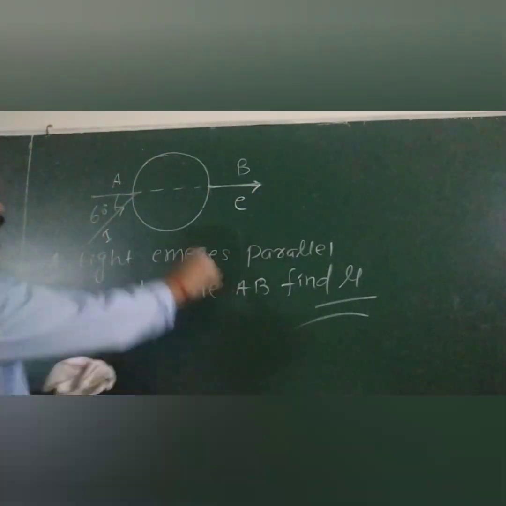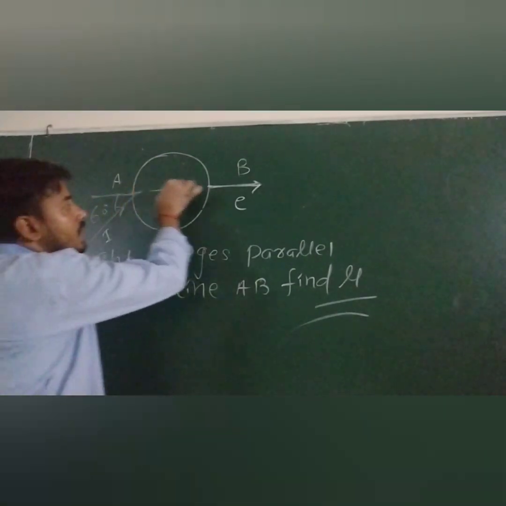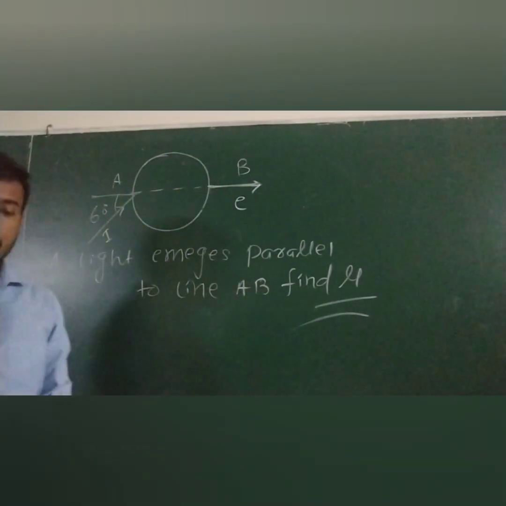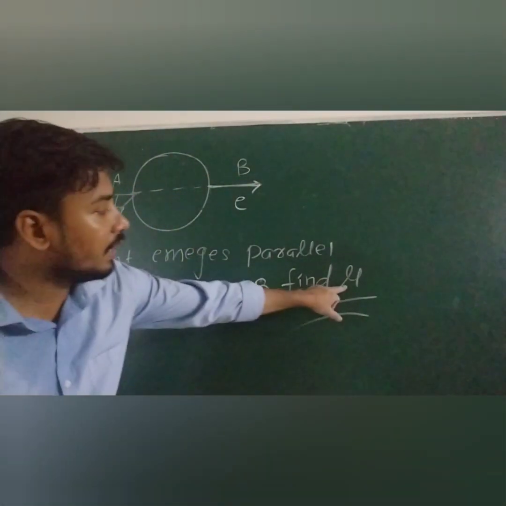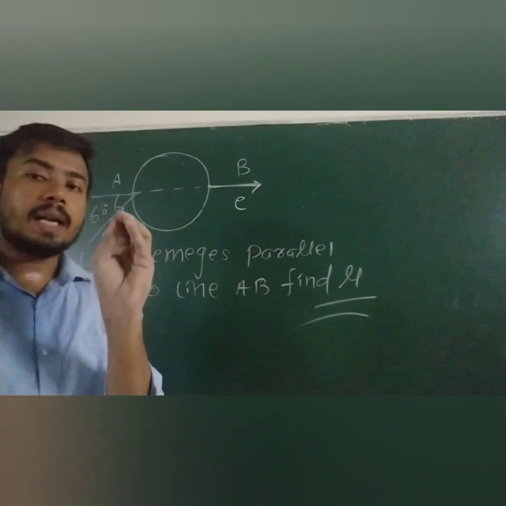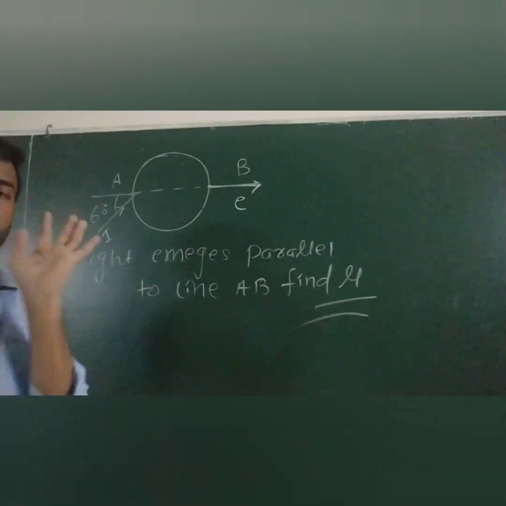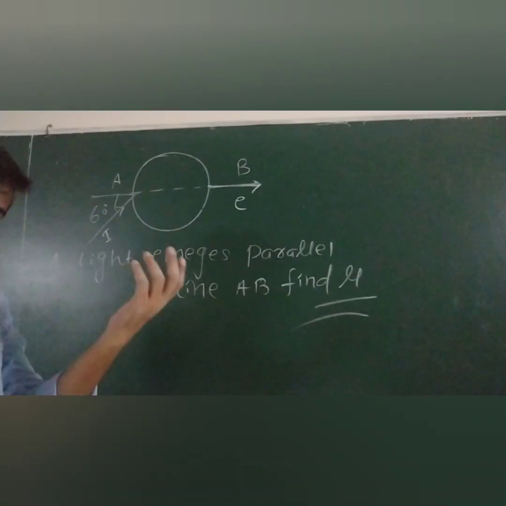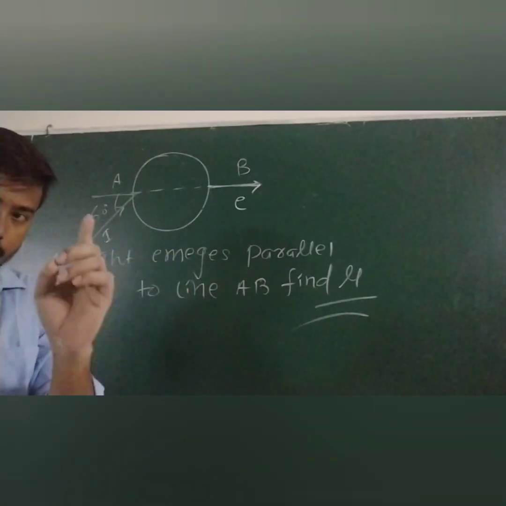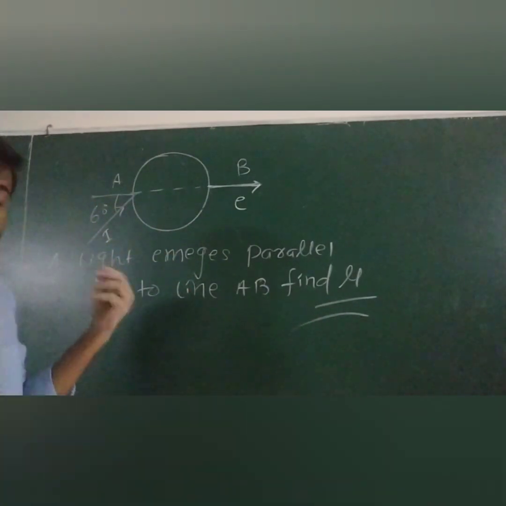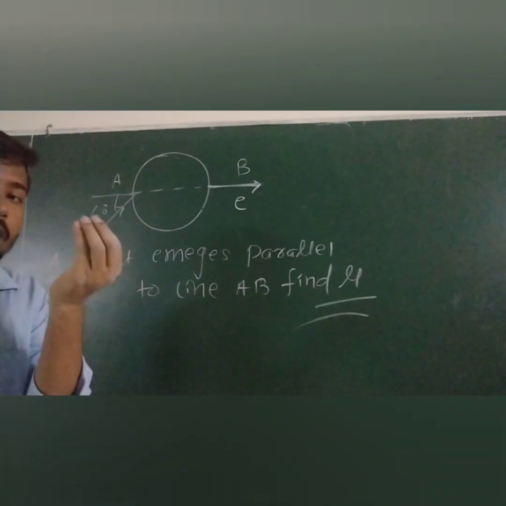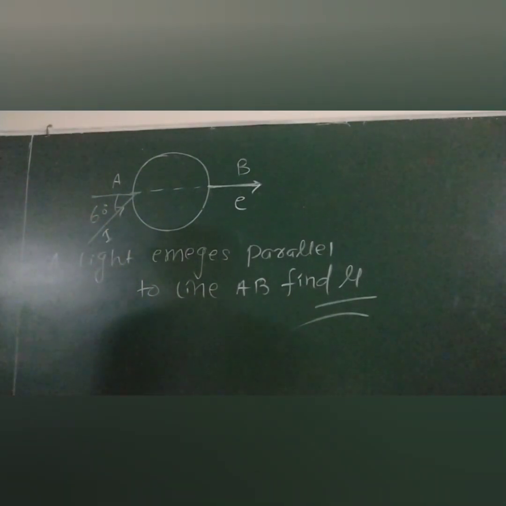Again see, light is coming like this one, and this will emerge like this one. So they are asking what? Find the mu. You can solve this question by using two methods. Again, same process, whatever I have repeated, that's the first method. Second is what? If you recall the formula, then it becomes very easy.